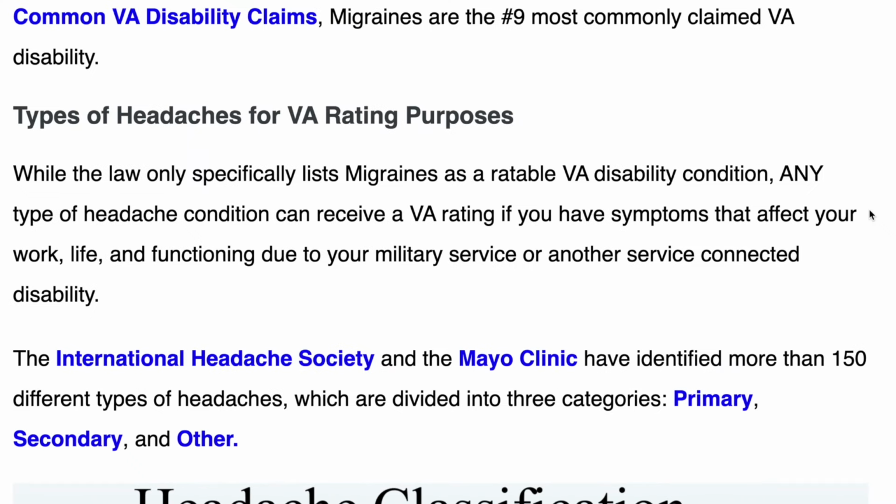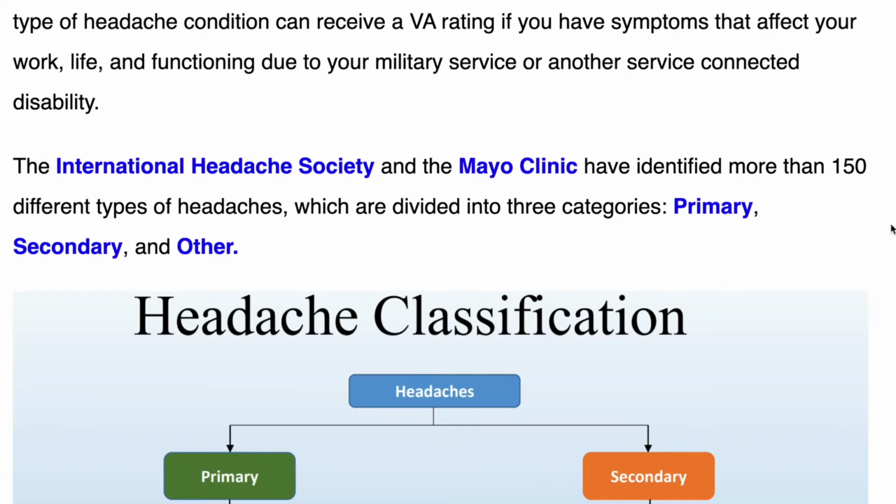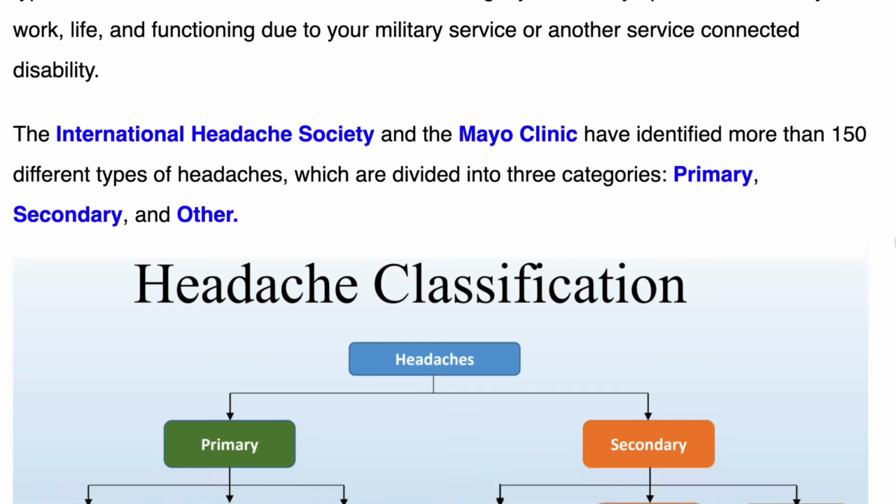Types of headaches for VA rating purposes. The VA lists migraines as the rateable VA disability condition of choice, but any type of headache condition can receive a VA rating if you have symptoms that affect your work and your social life. The International Headache Society and the Mayo Clinic have identified more than 150 different types of headaches, and they're divided into the following three categories: primary, secondary, and other.